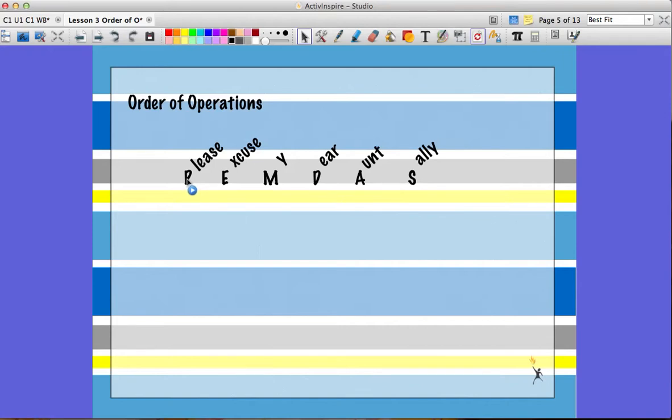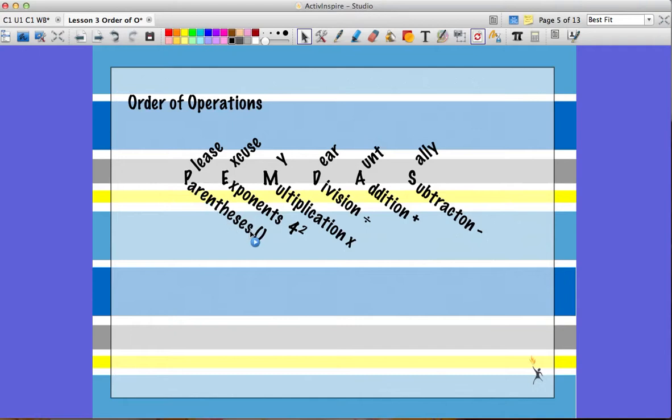What these letters stand for, besides the silly sentence: parentheses for the P, exponents, multiplication, division, addition, and subtraction. These are the different operations that we use in math, and this is the order that we need to solve them in when we have multiple operations in one expression.